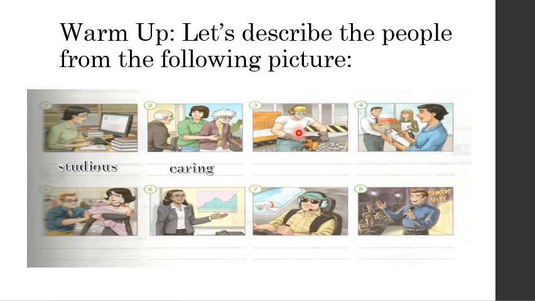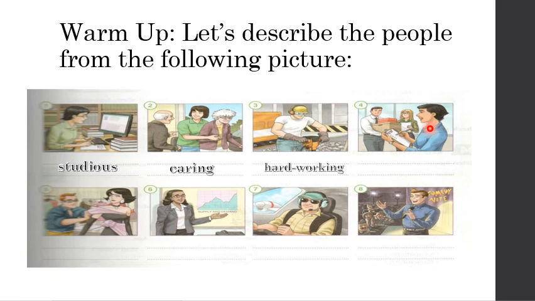How about this man? What do you think of the character of this man? Okay, based on the picture, this man is, okay, he is hardworking. Okay, he is a hardworking person. Next, number 4.